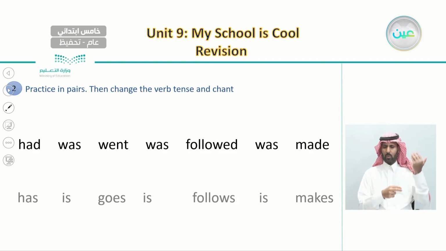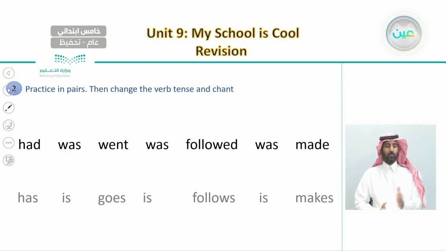So how can we rewrite this chant? We can do this by changing the tense of these verbs. So the 7 verbs that we talked about are had, was, went, was again, followed, was, and made. All of these are the 7 verbs in the past that we used.